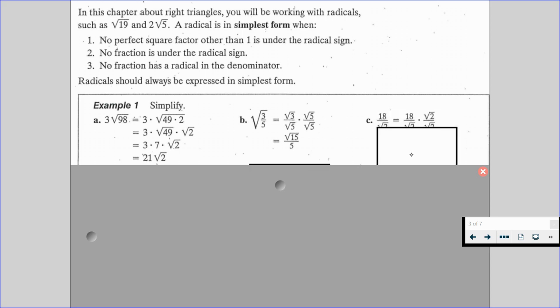For C, we're starting out with 18 over root 2. And remember, we're not allowed to have a square root in our denominator, so we multiply the numerator and denominator by root 2. As we simplify that down, we get 18 root 2 over 2, but we can simplify 18 divided by 2. 18 and 2 are not underneath a radical sign, so we can operate them together. Root 2 is the only piece of the term that has a square root, so we are not able to operate with that. And we end up getting 9 root 2.